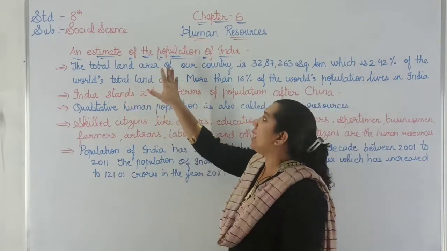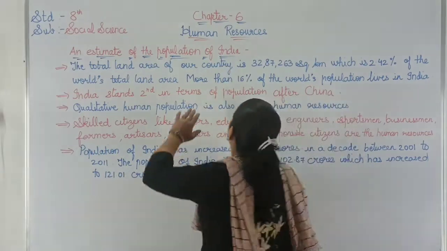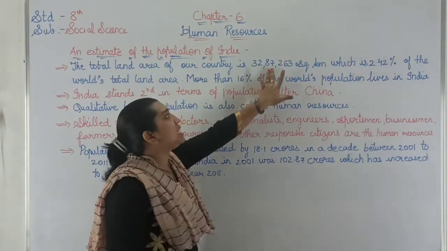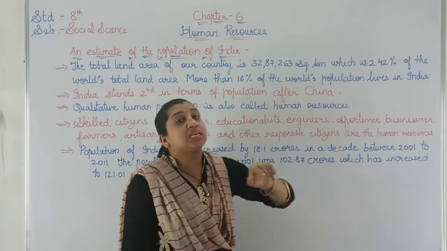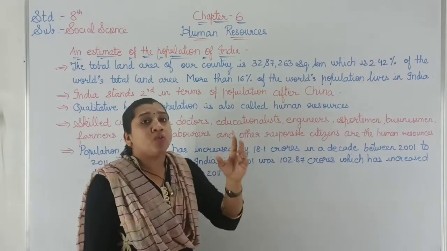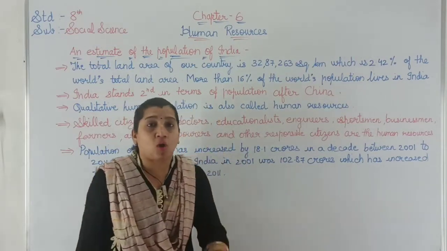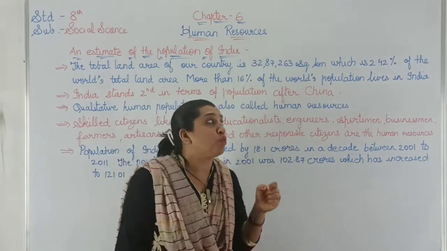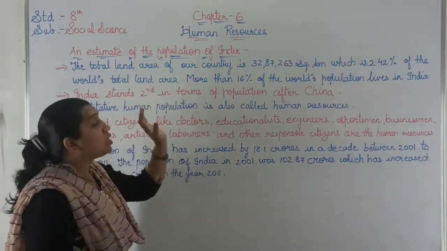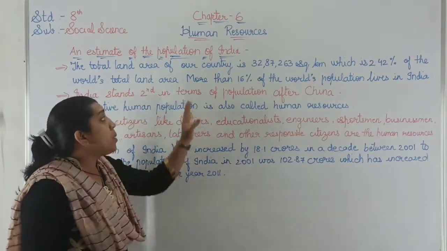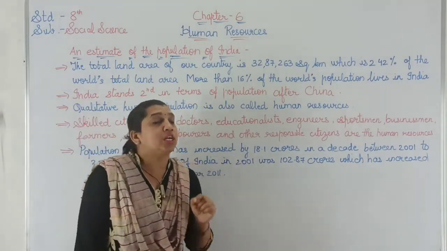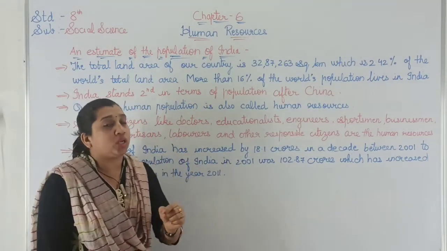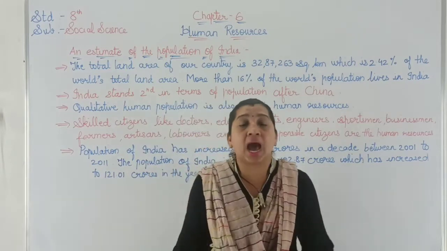The total land area of our country is 32,87,263 square kilometers, which in percentage is 2.42% of the world's total land area. More than 16% of the world's population lives in our country India.